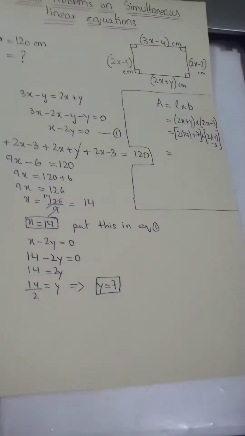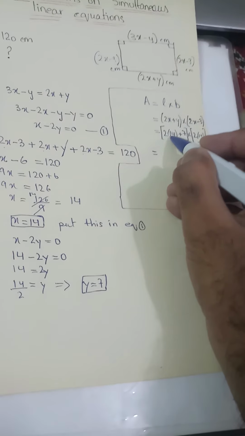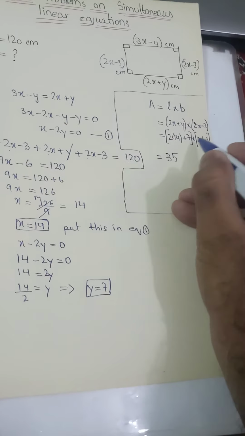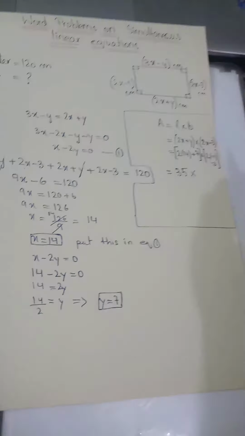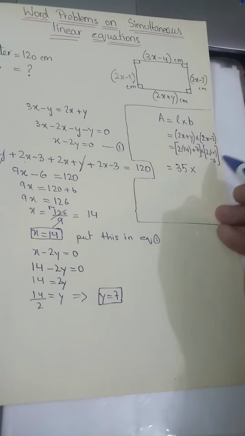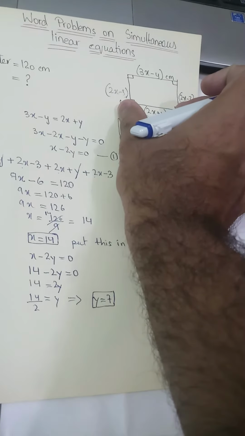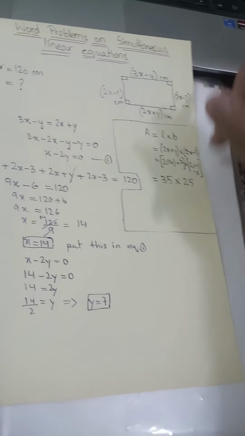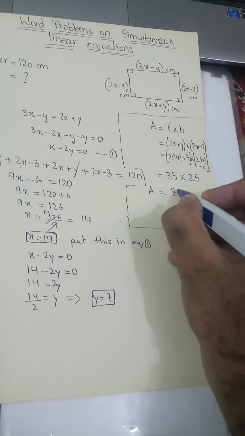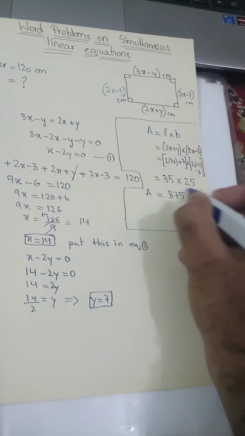And then I will write an equals sign, and this 2 multiplied by 14 will become 28, and 28 plus 7 will be equal to 35, and then this sign of multiplication over here. 2 multiplied by 14 is 28, 28 minus 3 is 25. So my length is 35 and my width is 25, and on multiplying these two numbers, I will get the area, which will be equal to 875 centimeters square.